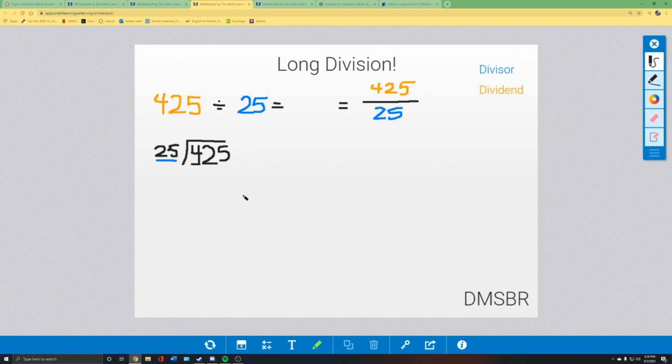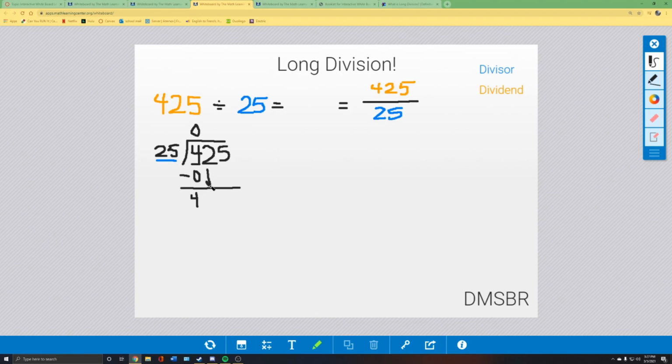That's a little weird, but it's just something you'll get used to, and you'll understand why in a bit. So as per DMS-BR, divide 25 into 4, which is 0. This 0 is more of a placeholder, just so you keep everything straight. It's not necessary, but I'm going to write it for the sake of this. Next on DMS-BR is M, so multiply. You take the number you just got and times it by the divisor. So 25 times 0 is 0. You put it under the 4, and you subtract. It's the third step. 4 minus 0 is 4.